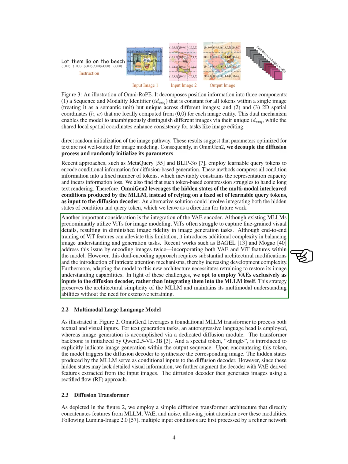Another key consideration is the use of the VAE encoder. While existing large language models mainly use vision transformers, ViTs, for image modeling, ViTs often fail to capture fine visual details, leading to lower image quality in generation tasks. Although end-to-end training of ViT features can help, it complicates balancing image understanding and generation.